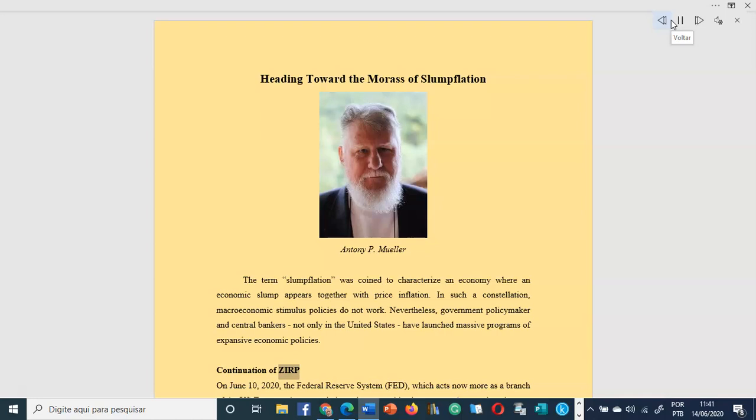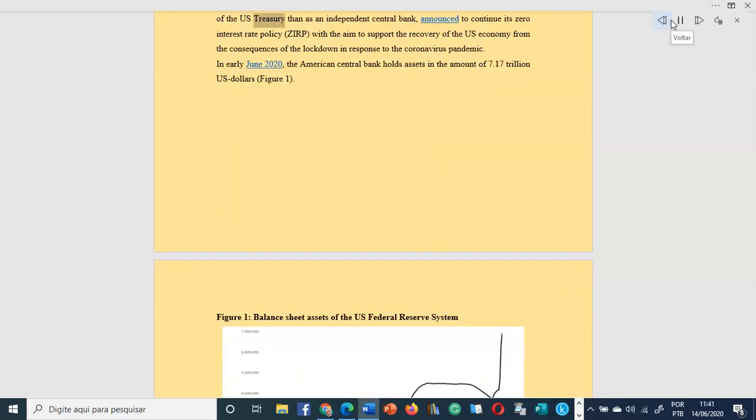Continuation of ZIRP. On June 10, 2020, the Federal Reserve System, Fed, which acts now more as a branch of the U.S. Treasury than as an independent central bank, announced to continue its zero interest rate policy, ZIRP, with the aim to support the recovery of the U.S. economy from the consequences of the lockdown in response to the coronavirus pandemic. In early June 2020, the American Central Bank holds assets in the amount of $7.17 trillion US. Figure 1, Balance sheet assets of the U.S. Federal Reserve System.